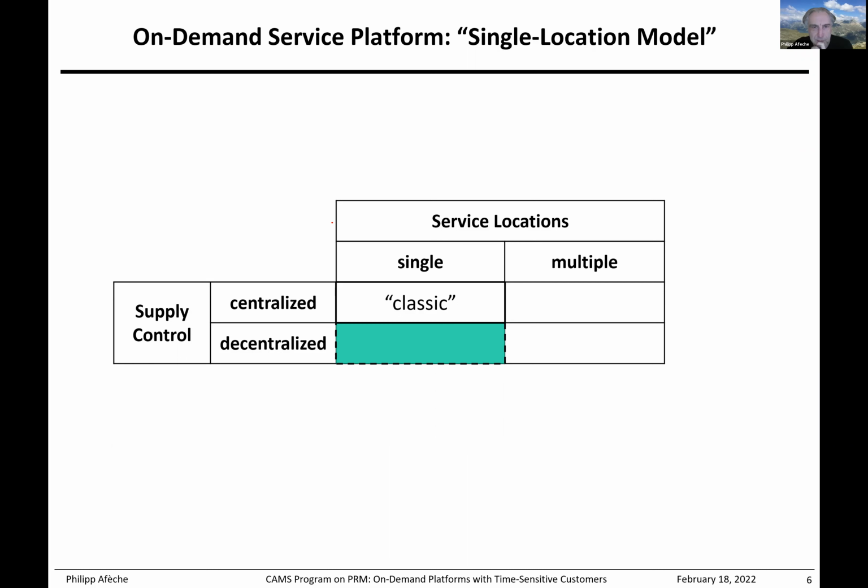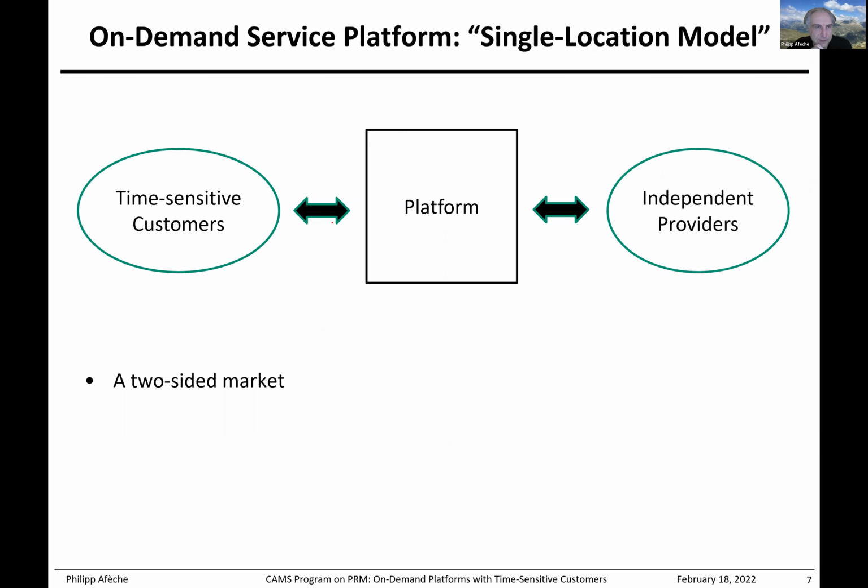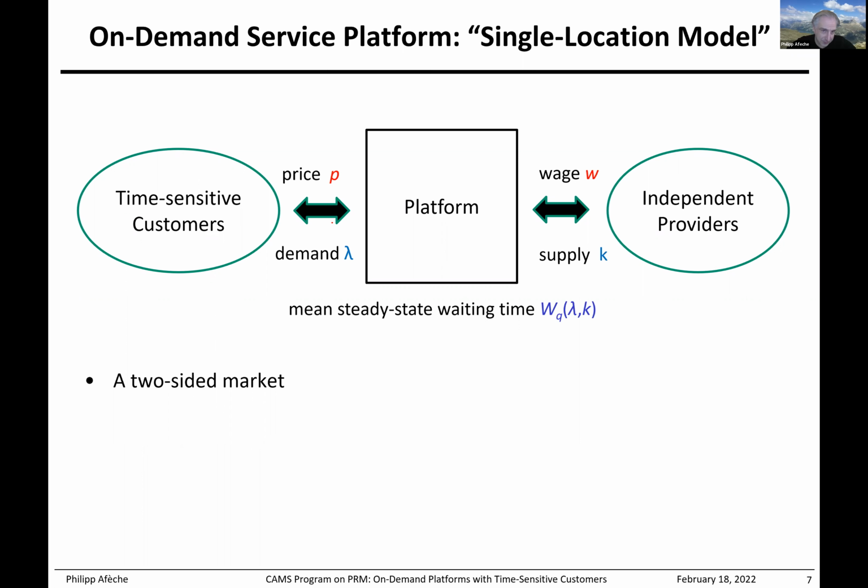Okay, thank you. Okay, so I'm going to start with a very simple, canonical stylized model of a single location on-demand service platform, right? So you have the platform in the middle. You have time-sensitive customers and independent providers. It's a two-sided market. So the platform interacts with these two sides, in this case, only through financial incentives. You can offer a price to customers and a wage to the independent providers. Based on this, customers decide, based on the price and their anticipated waiting time, whether to buy or not.